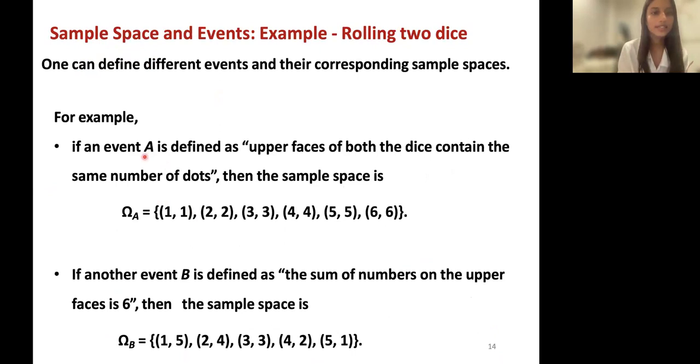Now let's define event A as the upper faces of both dice contain the same number of dots. What does this mean? Both dice should show the same number. So in this case, the sample space is 1,1, 2,2, 3,3, 4,4, 5,5, and 6,6. Another event B is defined as the sum of the numbers on the upper faces being 6. So you add up the dots and it becomes 6. One die can have 1 and the other 5, so 5 plus 1 is 6. It can be 1,5, 2,4, 3,3, 4,2, or 5,1. This is the sample space in that case.